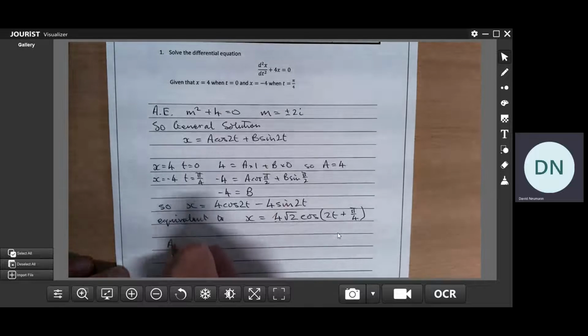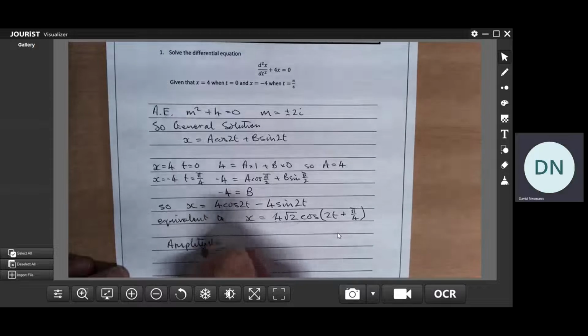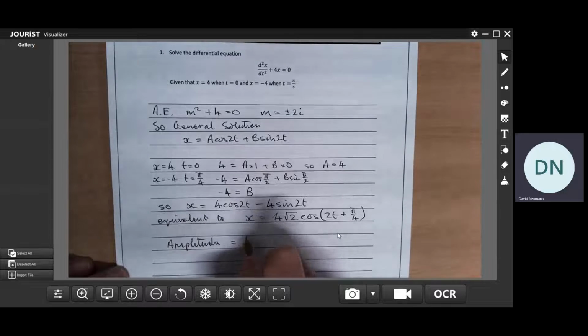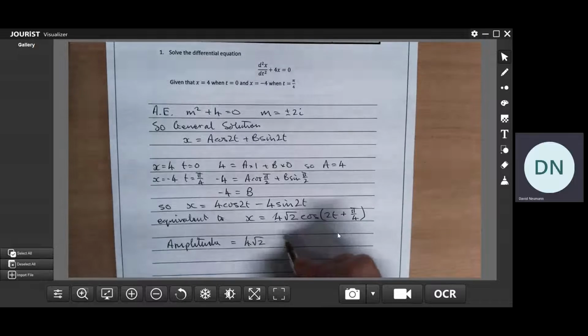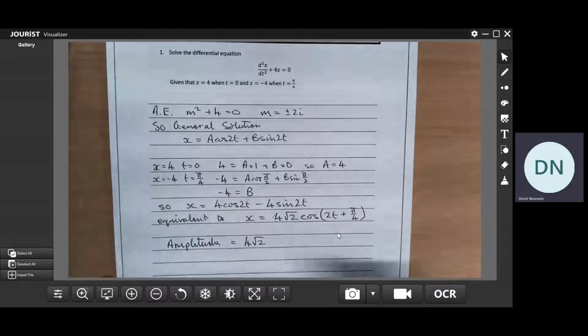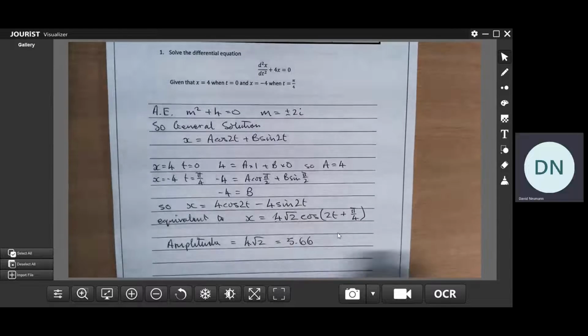So the amplitude of the motion equals 4√2, or if we want to write that as a decimal, which might make more sense if we've got it in meters or some other units, we've got 5.66.